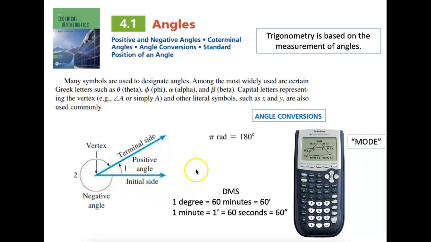Now for conversions, we've got a couple of facts that we're going to rely on. One is that 180 degrees is equal to pi radians, and we're going to discuss what that means a little bit later. That's one of our basic facts. And another basic fact is that 1 degree is equal to 60 minutes, which is designated with one quotation mark, and 1 minute equals 60 seconds, which has the double quotation marks.